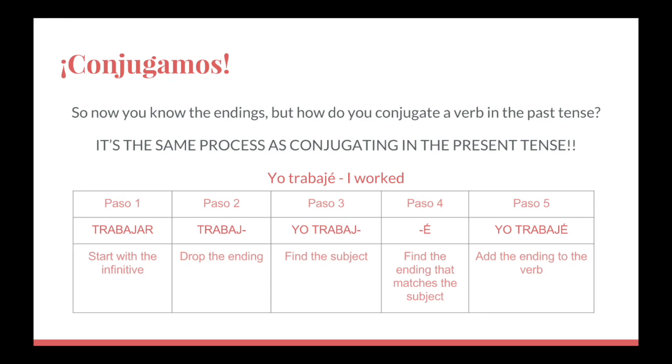However, you already know the conjugating process. It is the exact same process as conjugating a verb in the present tense. You start with your infinitive and you drop your ending, the AR, ER, or the IR. You find the subject, in this case for this example, yo. Then you find the ending that matches with that, but it's the preterite ending, not the present tense ending. Then you add that ending to the verb, so you end up with yo trabajé, I worked.